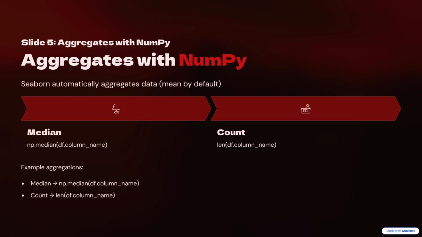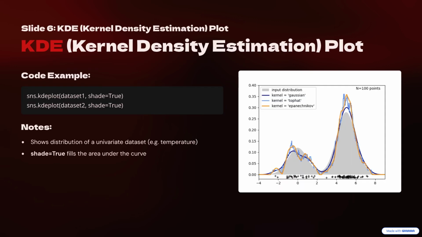KDE, kernel density estimation, plot code example. sns.kdeplot dataset 1, shade=True. sns.kdeplot dataset 2, shade=True. Shows data distribution. Shade true fills the area under the curve. KDE plots visualize data distributions smoothly, like histograms, but prettier. When you add shade true, Seaborn fills the area under the curve for an even more polished look.